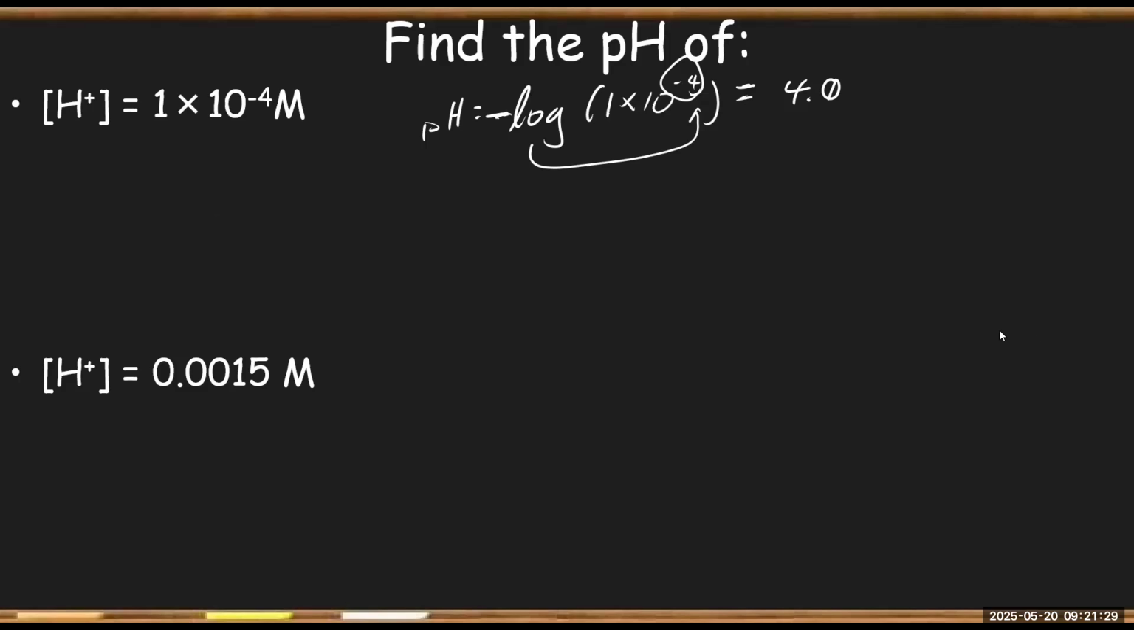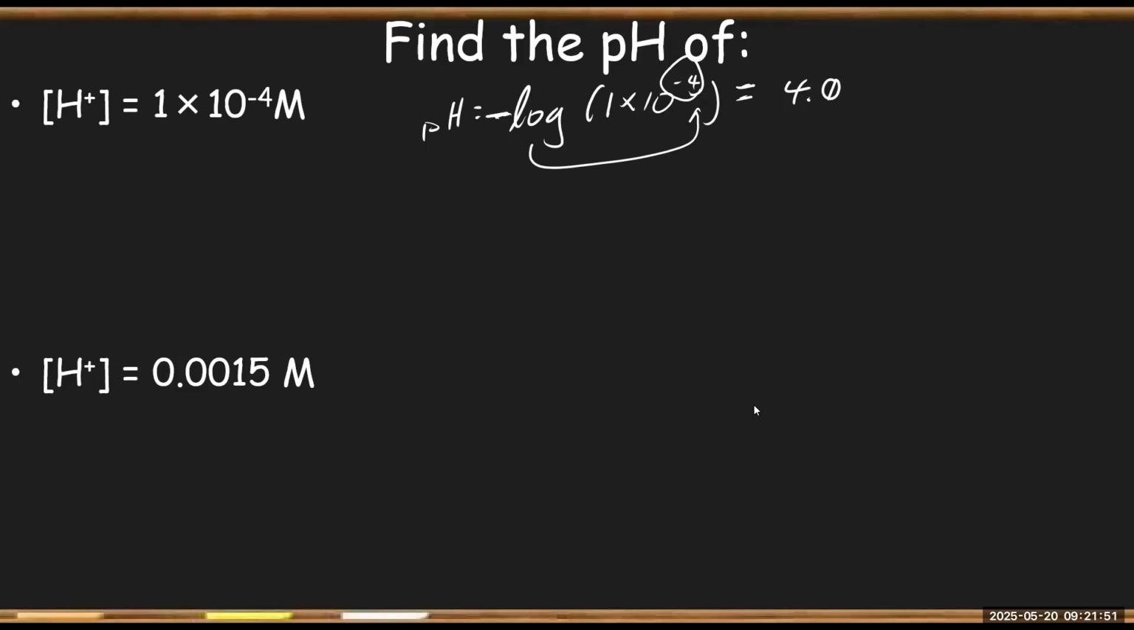Oh, here. 10 to the exponent of what? Oh, you don't have to do that. What's 10 to the minus 4? 0.0001. Is that 1 times 10 to the minus 4? Yes. If you take the log of that, guess what? Boom, right? But remember, it's negative log, so it's going to be positive 4.